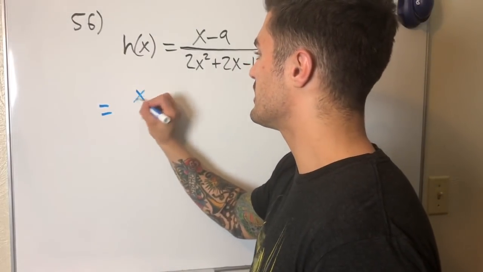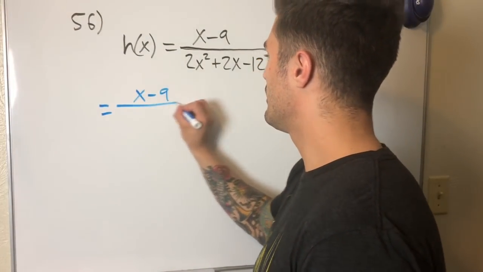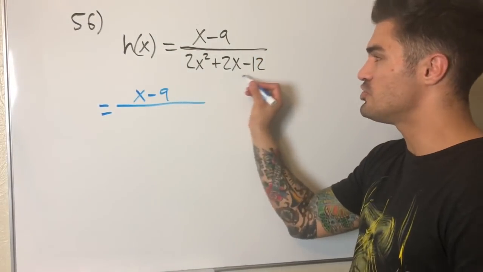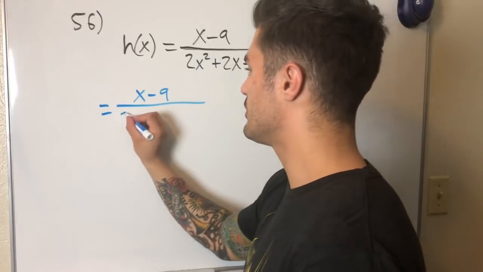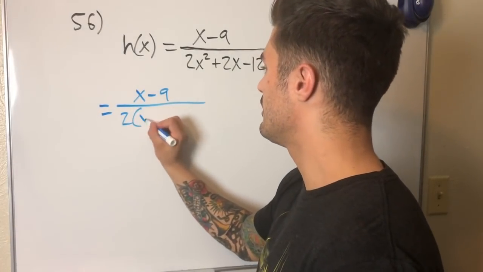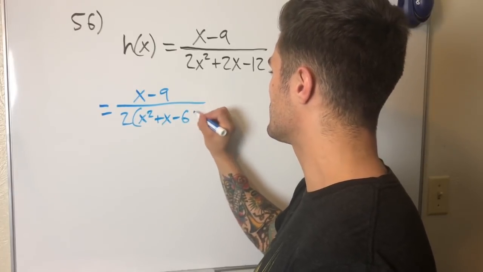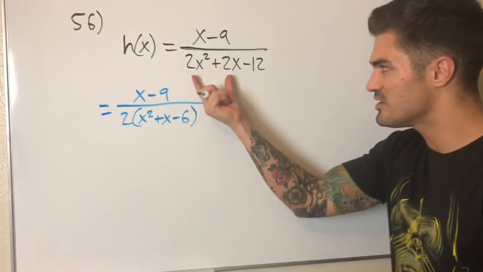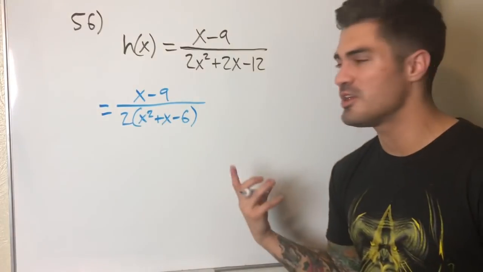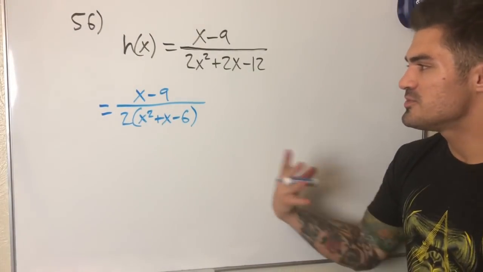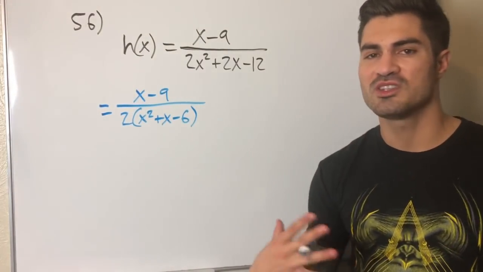I'm going to write the x minus 9 up top. And on the bottom, I'm going to factor out a 2. We share a common factor of 2 between all these terms. So I'm going to factor a 2 out front, and I have x squared plus x minus 6. And the reason I'm not just taking this denominator aside here and setting it equal to 0 and factoring is because we could potentially have a hole instead of an asymptote.